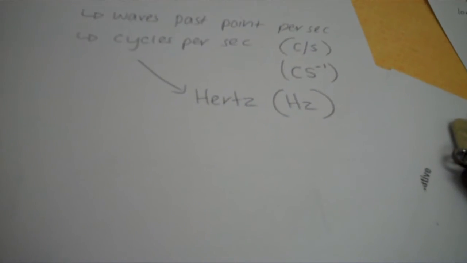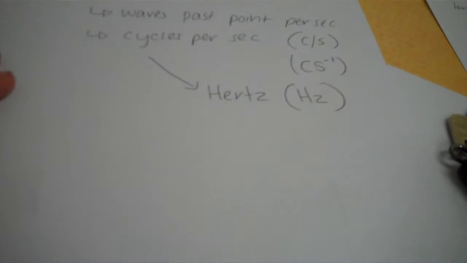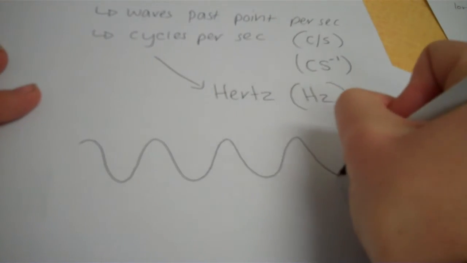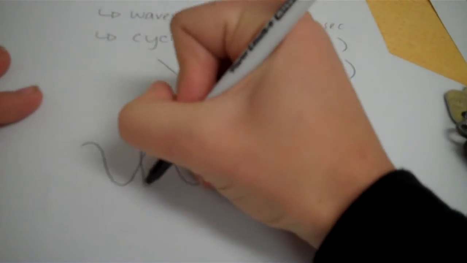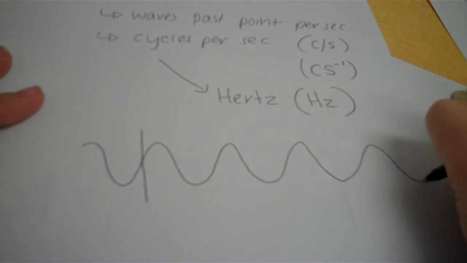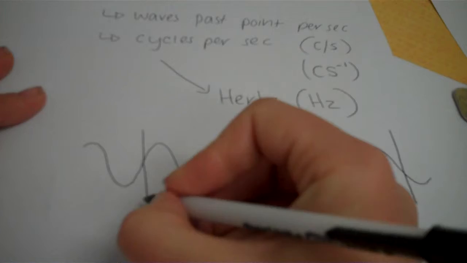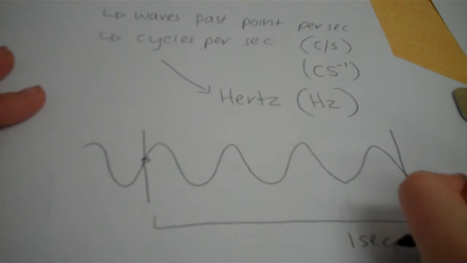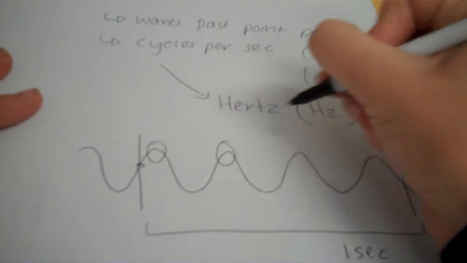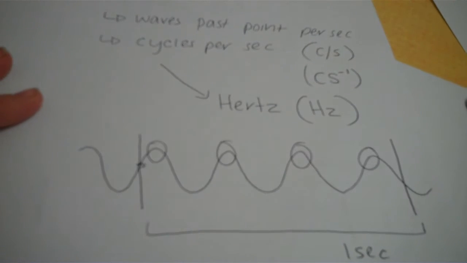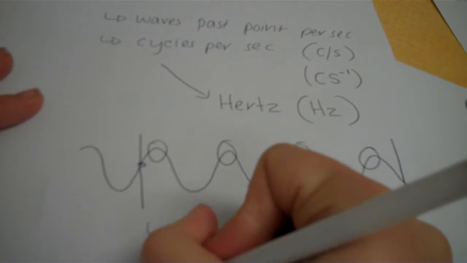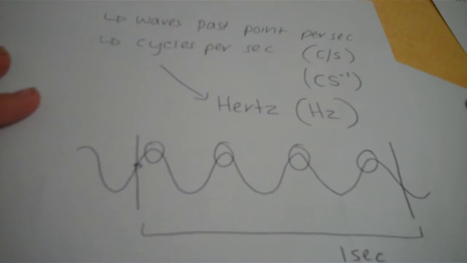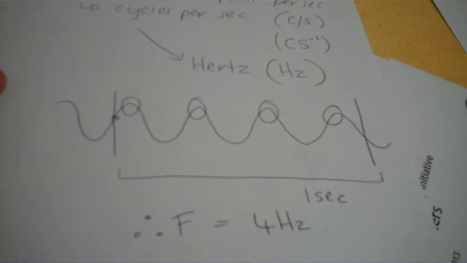Now, if we say 4 crests pass the point per second, so if we've gone from here to here, we've taken it from that given point, and that is 1 second. We will see that there are 1, 2, 3, 4 crests that have passed that point. Therefore, the frequency equals 4 hertz, 4 cycles per second.